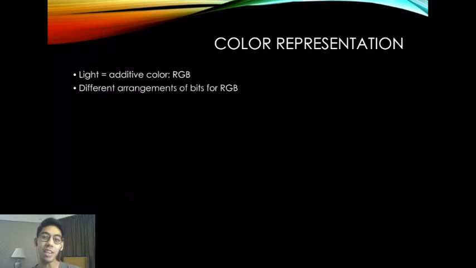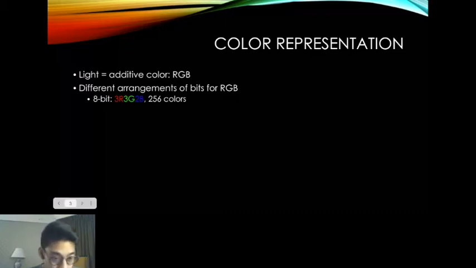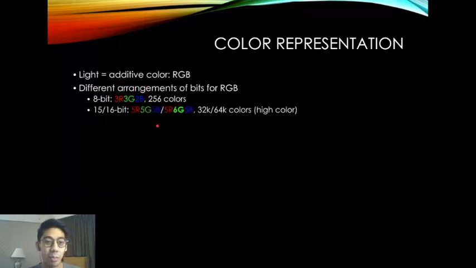In computers, historically, there are different ways of arranging bits for which bits become red, which become green, and which become blue. In the old days, with 8-bit colors, they had an arrangement of 3 bits for red, 3 for green, and 2 for blue. Let me turn on my laser pointer. Here we go. That gives you 256 colors. The number 256 just comes from 2 to the power of 8. Similarly, there are different schemes for something that was called high color.